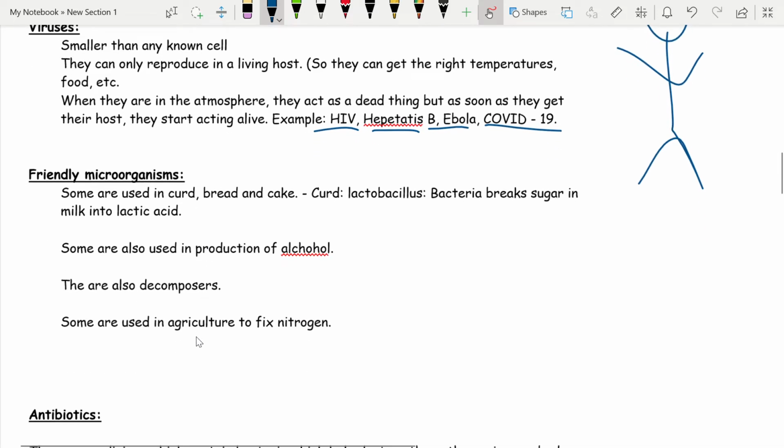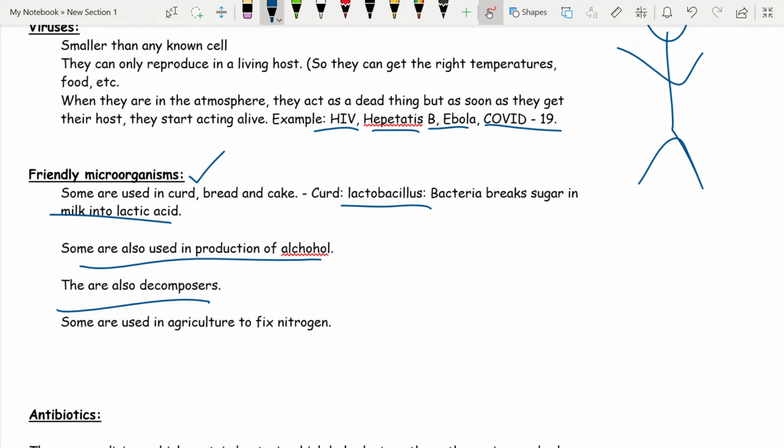Okay. Friendly microorganisms. Now there are some bad microorganisms and there are some good microorganisms. Right now we're learning about the good ones. Some are used in curd, bread, and cake. Now in curd you use lactobacillus. Bacteria break sugar in milk into lactic acid. That creates the curd. Now, some are used in the production of alcohol. They are also decomposers, meaning they can decompose. Decompose meaning if you have a dead body, or any rubbish on the ground, they can break it down.